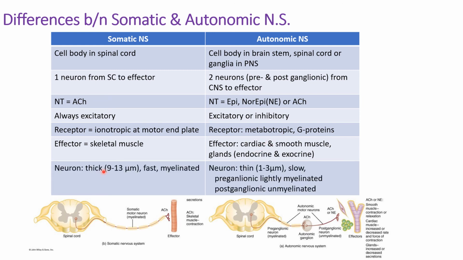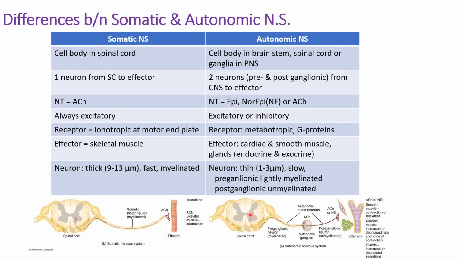And then just a little quick thing on the neurons here. The neurons in the somatic system, they're going to be fast. They're going to those skeletal muscles to make a quick reaction, and the thicker neurons are able to get their action potential out more quickly. So they're going to be thick, they're going to be fast, and they're going to be myelinated the entire way.